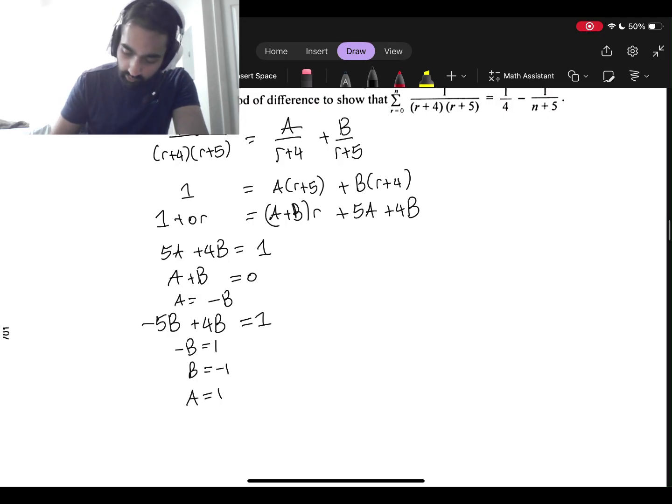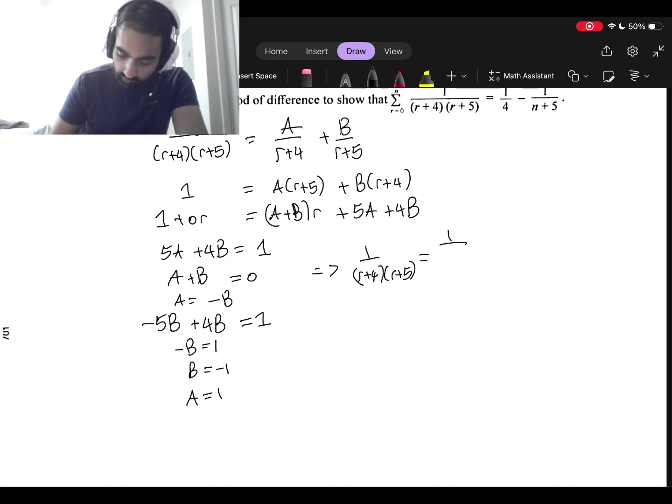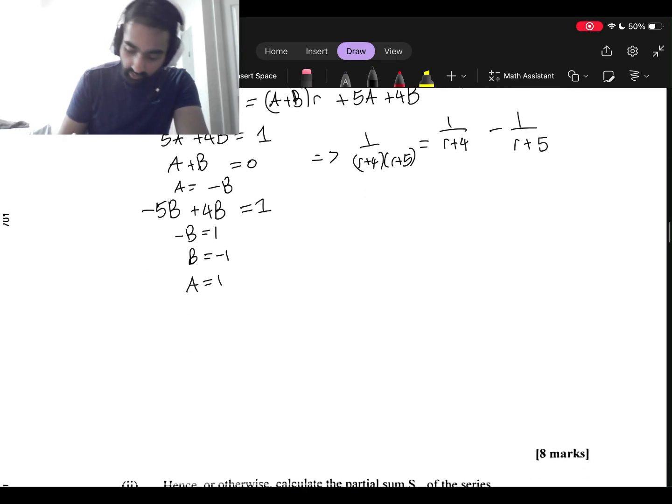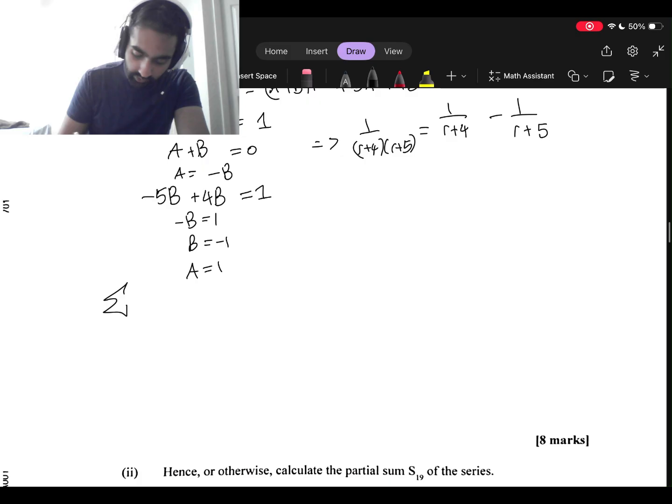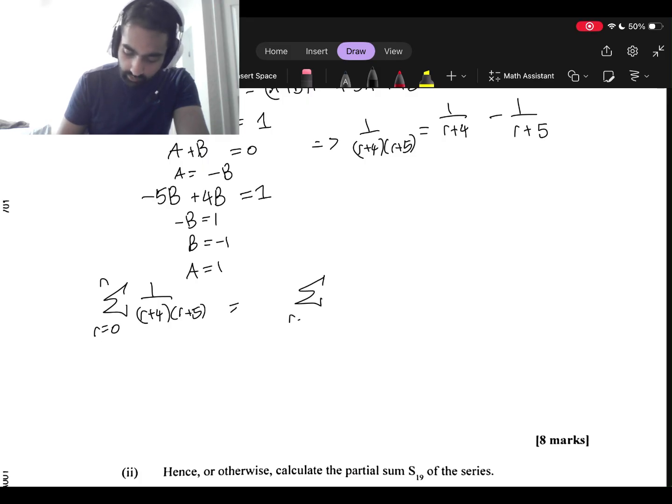So therefore, all of this implies that 1 over r plus 4 times r plus 5 is equal to 1 over r plus 4 minus 1 over r plus 5. Now I'm going to put this in my summation, right? So now the summation r going from 0 to n, 1 over r plus 4 times r plus 5 is equal to the summation r equals 0 to n, 1 over r plus 4 minus 1 over r plus 5.